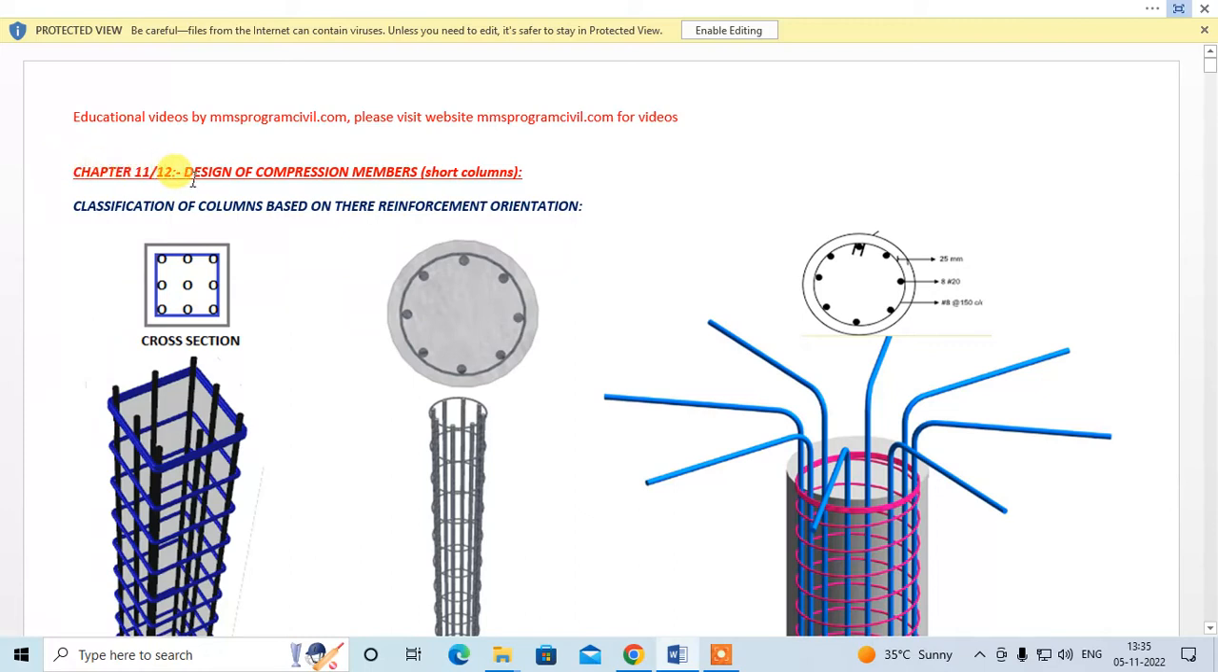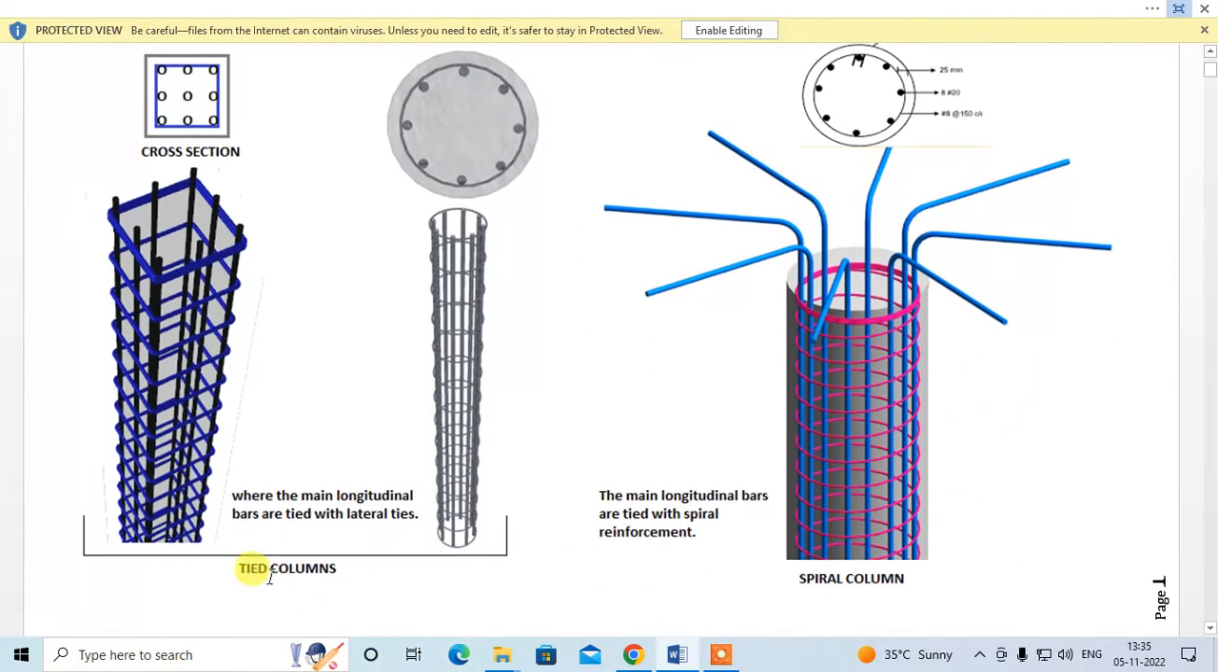Chapter 11 and Chapter 12, Design of Compression Member, Short Columns. Classification of columns based on their reinforcement orientation. So, these are tied columns, these are ties, where the main longitudinal bars of the tied column are tied with lateral ties. They are tied columns. This is a spiral column. The main longitudinal bars are tied with spiral reinforcement. You can see these are spiral reinforcements.